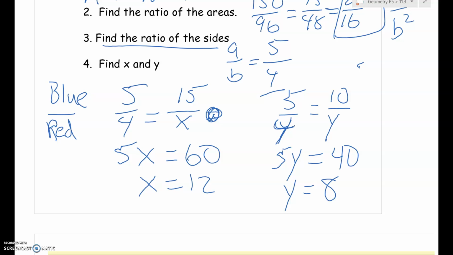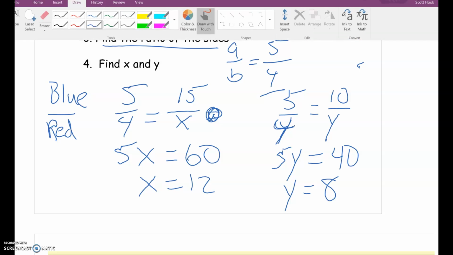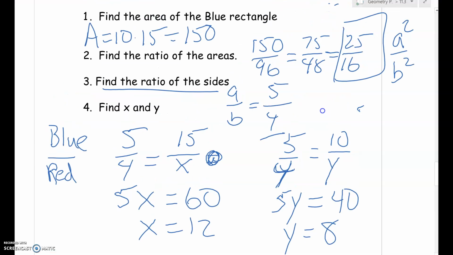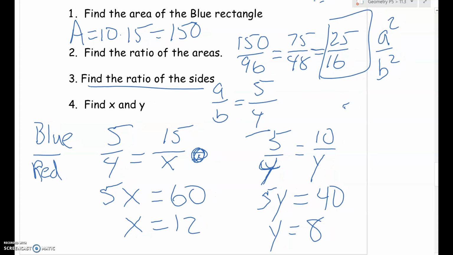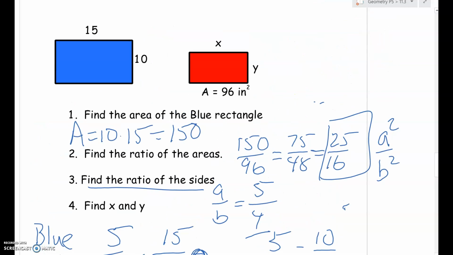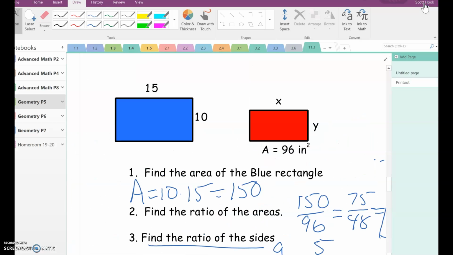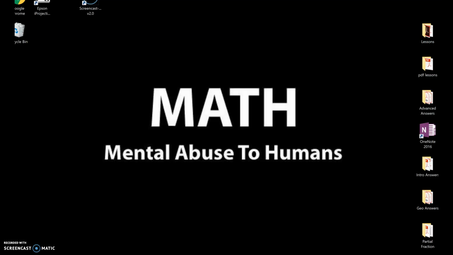So it's a little different than the previous problems in the sense that you're going to go backwards. We're going to start with the areas, this part over here, and then figure out the ratio of the sides, and then use those ratios to figure out the lengths of the two sides. Okay, so a little more complex. I'm going to give you a few problems of that type for you to try out in the book.